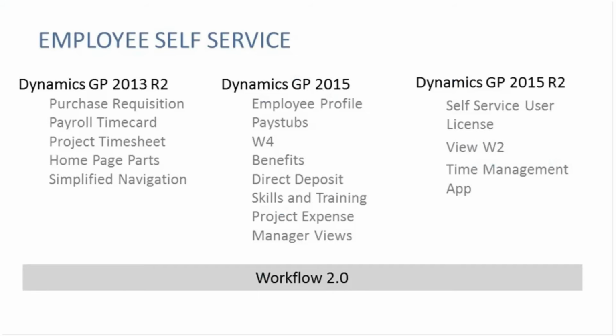Okay, so I just wanted to give you a one-stop shop so you can see what we've added and in what version. Depending on the version that you're on or the version that you're going to upgrade to, this is what has been available for the employee self-service area inside of Dynamics GP. So in 2013 R2, this is where we put in some of the functionality for purchase requisition entry, payroll time cards, project timesheets, and then we did create some of those new homepage parts and simplified that navigation for the employees to get to this information.